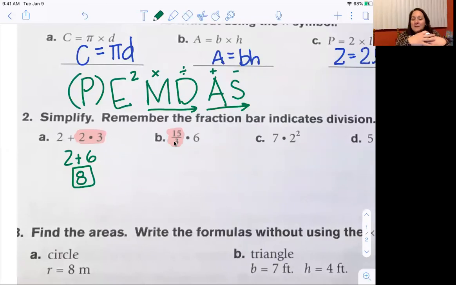Okay? It helps me. Remember, I've always said color and math definitely help. So if you have highlighters, use those highlighters to your benefit, okay? 15 divided by 3 is 5. 5 times 6 is 30.